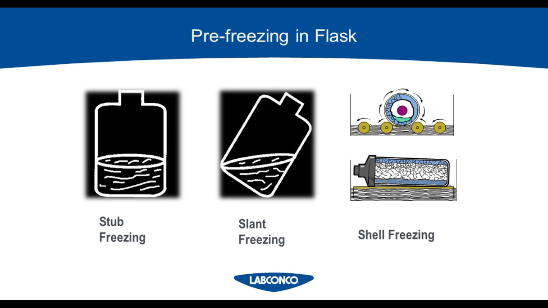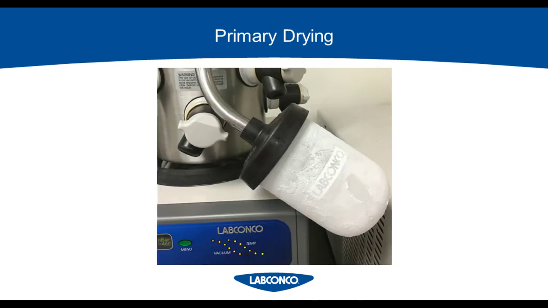The example on the right, shell freezing, is the most optimal way to freeze your sample, especially when you're working with large volumes. What shell freezing does is roll the sample while it's freezing in a very cold solution to create a thin coating over the entire surface of the flask. This gives you the largest surface area and reduces the amount of sample the water molecules have to move through during freeze drying.